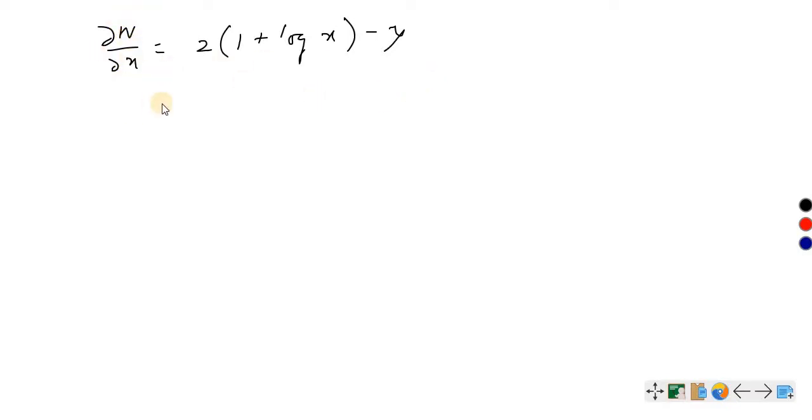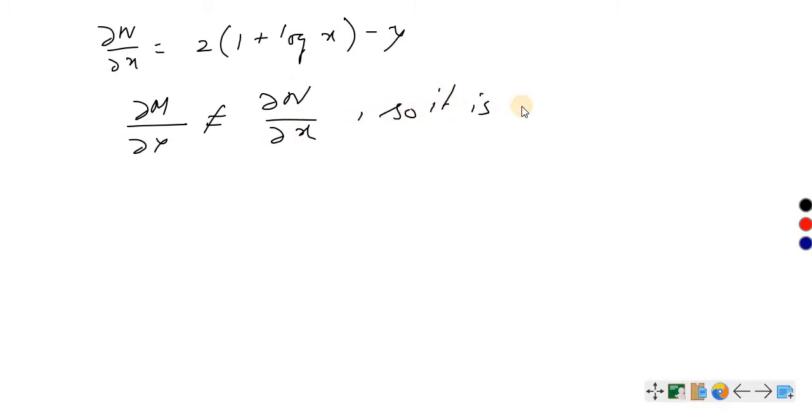So we see that here partial differentiation of M with respect to y is not equal to partial differentiation of N with respect to x. So it is a non-exact equation.